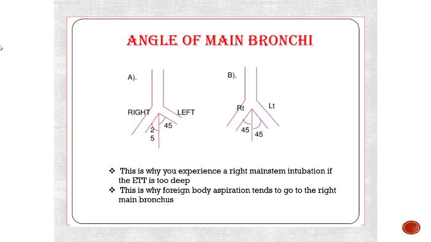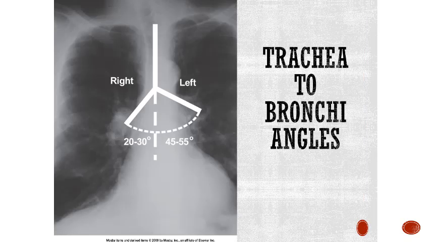So just know that the right is at a more acute angle or a more steep angle, making it a more straight line from the trachea, which means things are more than likely going to go to the right side, to the right lung, if you aspirate or if a breathing tube is too deep.